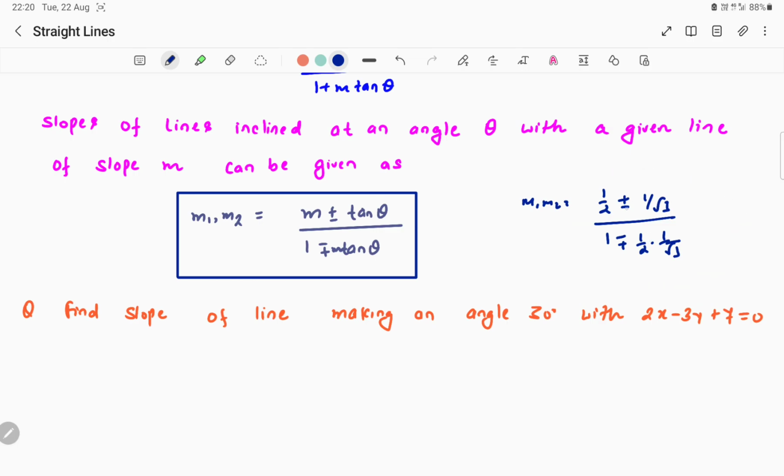Here just be careful. You will not take 4 cases, that is plus plus, plus minus. You don't have that much luxury. If you are taking plus here, you have to take minus here. If minus here, it has to be plus. Okay.